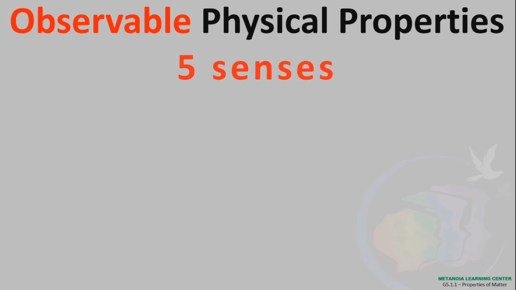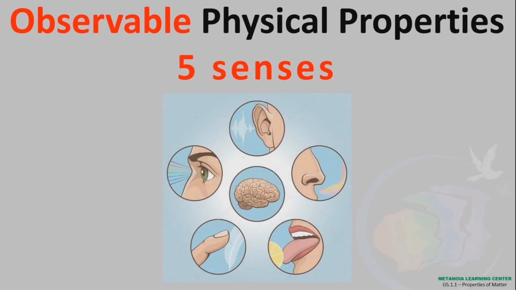Observable physical properties. We have our five senses, and all these five senses are connected to our brain. Without our brain, we won't be able to sense anything, and most likely, dead. Our five senses help us observe something by simply looking at it with your eyes, by touching something, by licking something or putting something to your tongue, by smelling something. You can say that it smells good and it smells delicious. And of course, also through hearing.